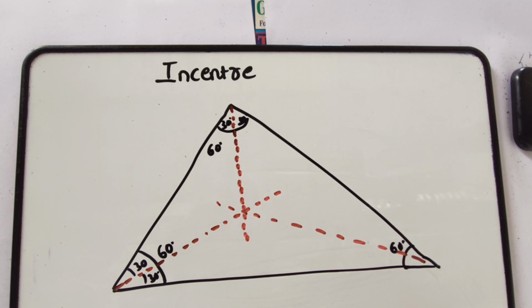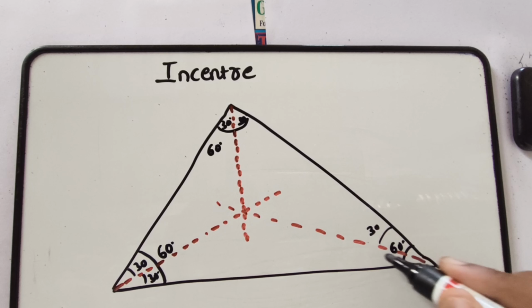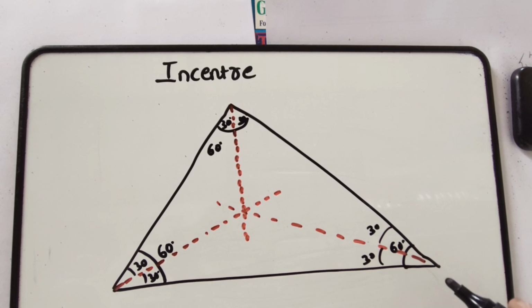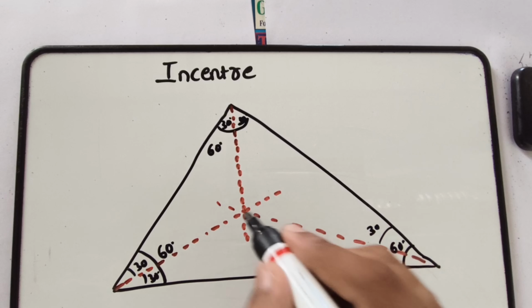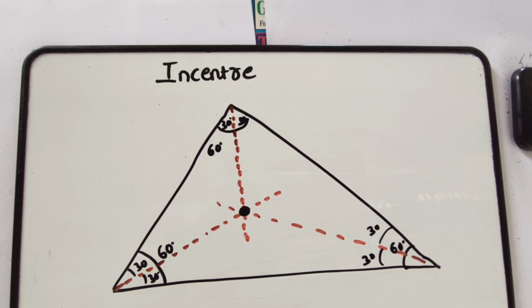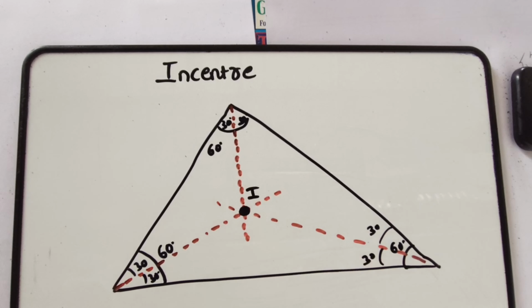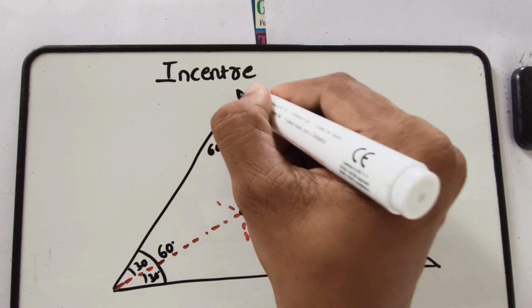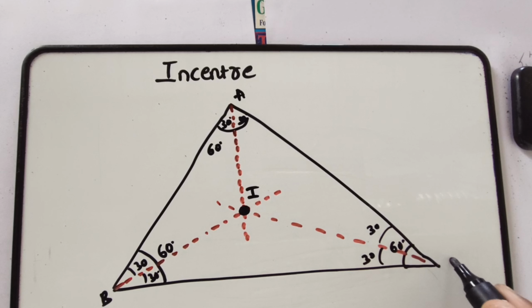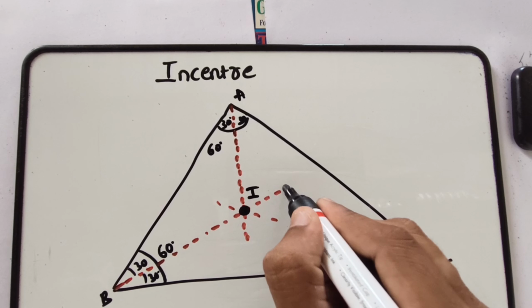See, these are the three angle bisectors. All these three angle bisectors meet at one common point, that is I. So this point I is known as incenter of the triangle.